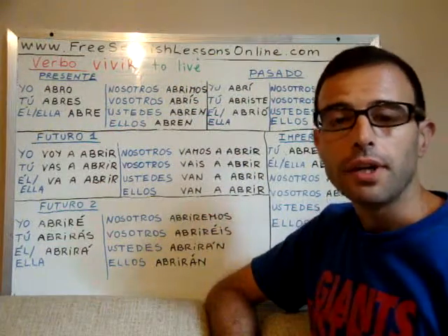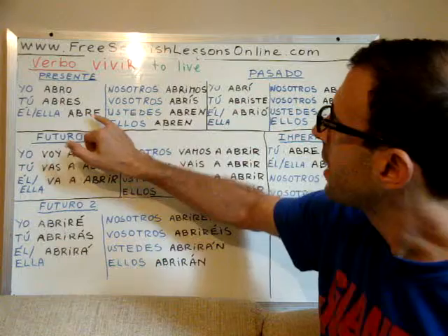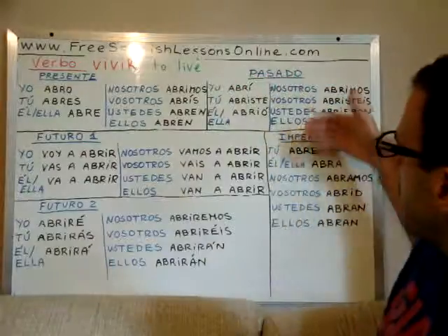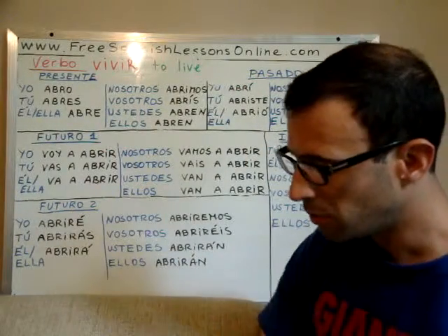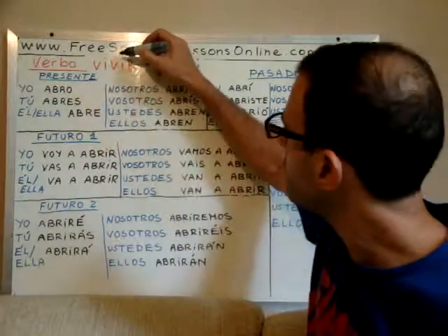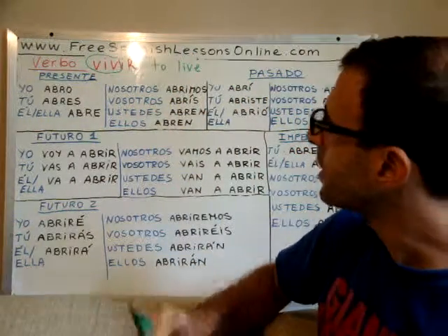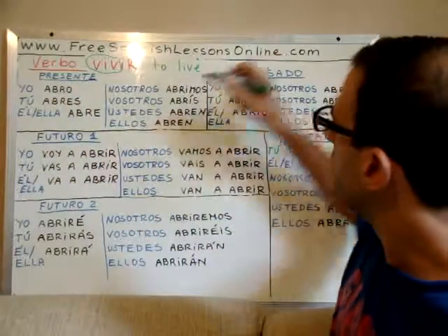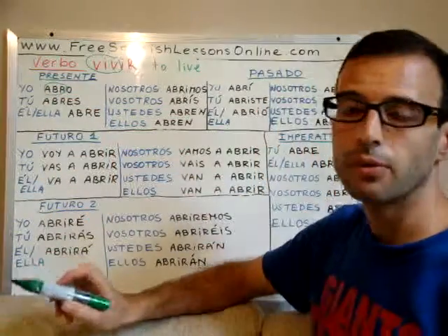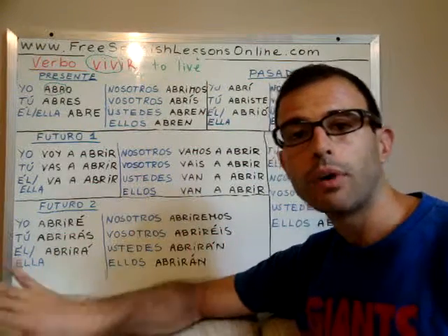So, if vivir is also a regular verb, then we should be able to recycle the same ending for all these conjugations, right? So let's do it. Here, the root of the verb vivir would be this, okay? Viv. So take a look. Here, we were using the root of the verb abrir. Abr, right? Remember that the root is the first part of the verb, stripping out the ending, right?